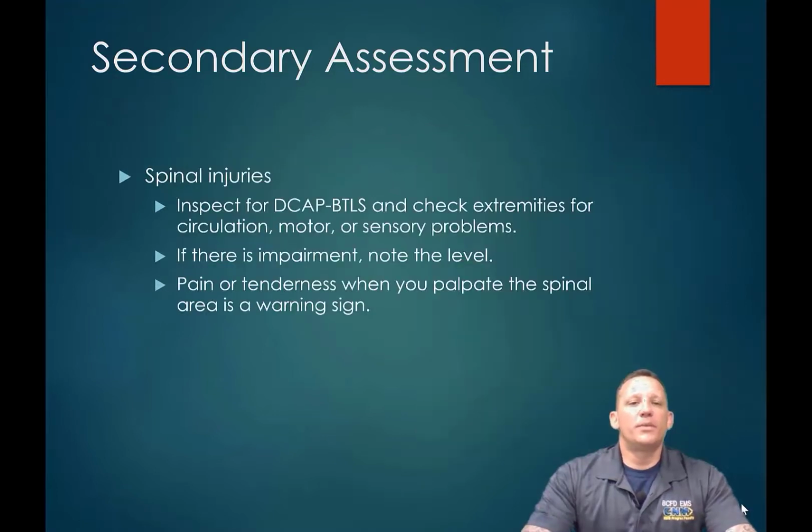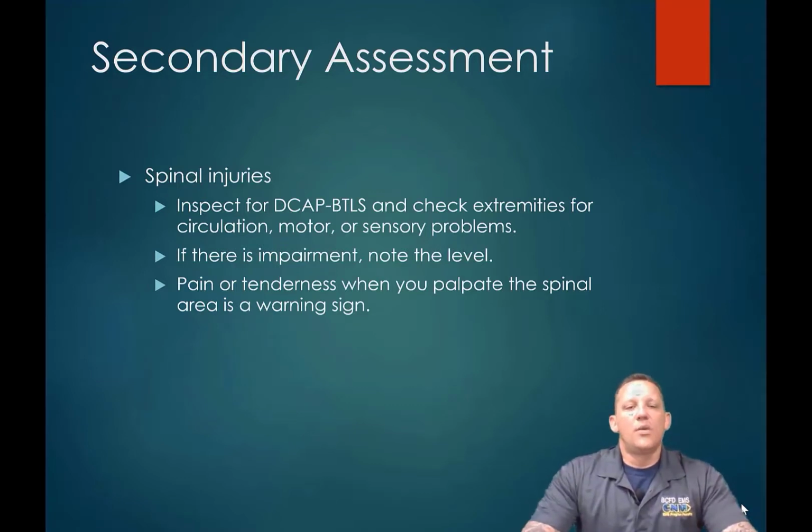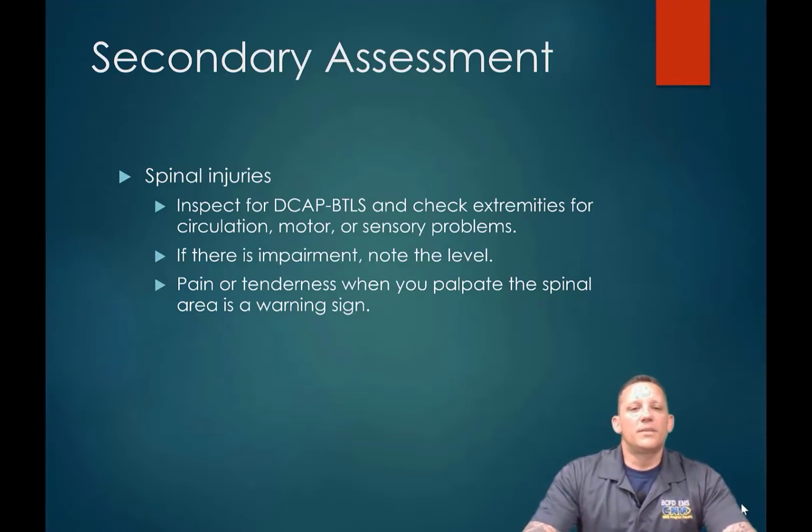No trauma would be complete without the DCAP-BTLS. And then make sure you're checking for CMS, which is your circulation, your motor, or your sensory problems. If there's an impairment, note the level. Always try to do bilateral. We're looking to see if people are equal on both sides because of the way that the spinal cord is actually constructed. They have different pathways from different sides, and you can kind of guesstimate where this injury is coming from.